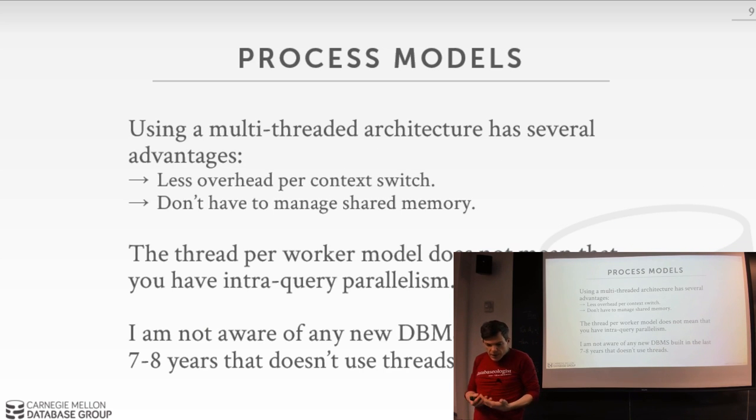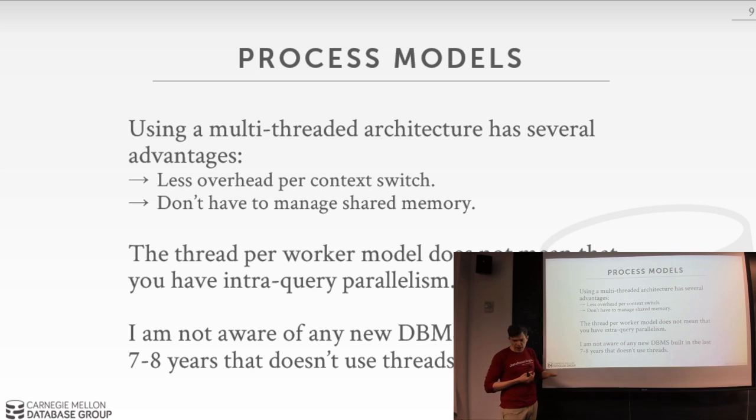So again, the main takeaway is that the multi-threaded approach has several advantages. In particular, there's less overhead for a context switch because everything is always in the same address space. So you don't have to load in security information going from one process to the next. We don't have to manage shared memory. We just assume everything's in the same address space and we're fine. But you do have to be a little more careful and make sure that your code is a bit more robust, because now if one thread does something bad, you can take down the whole thing. Whereas in the process per worker model, you don't have this problem.